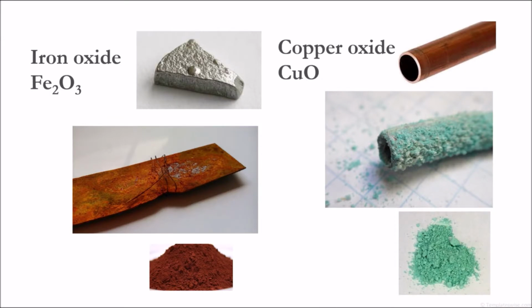If we look at some examples of rusting, like we said, iron oxide, when it rusts, will have this orange-red color. So that's what you see, that sort of fine powder. Copper, when it forms copper oxide, or when it corrodes, has this sort of grayish green color to it.